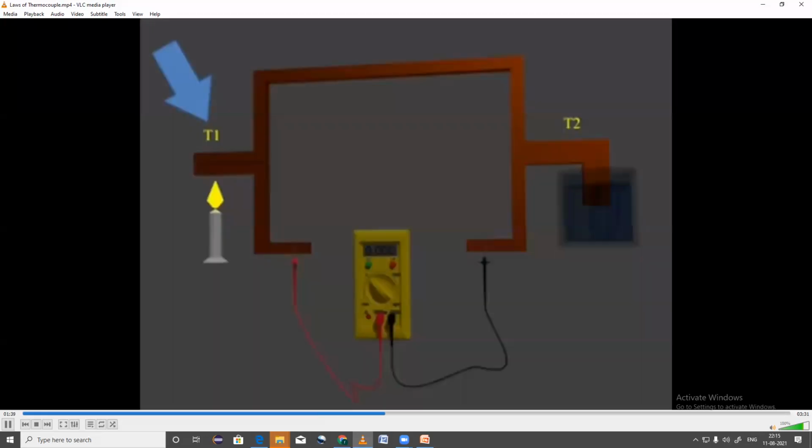Here the temperature of this hot junction is T1 and the temperature of the cold junction is T2. There is a temperature difference between these two junctions, and that is T1 minus T2, but still the multimeter gives zero reading, as the junctions are made of the same metals.